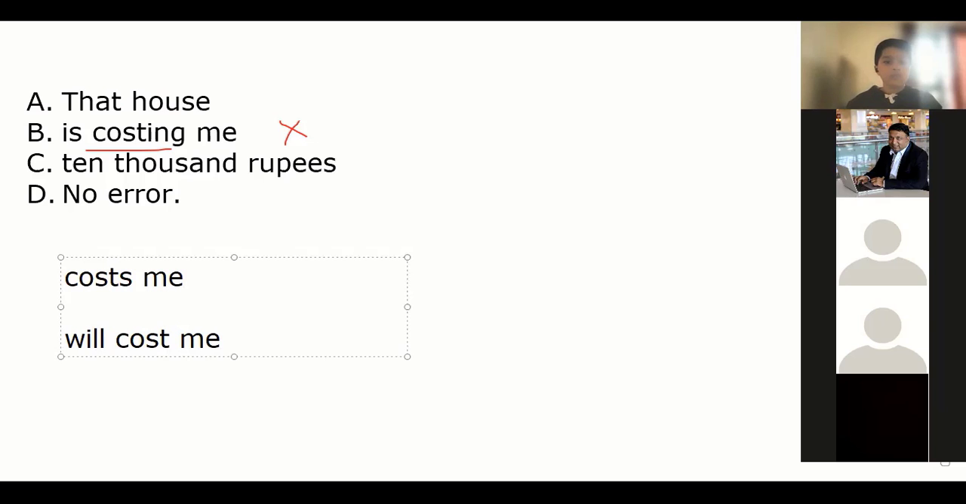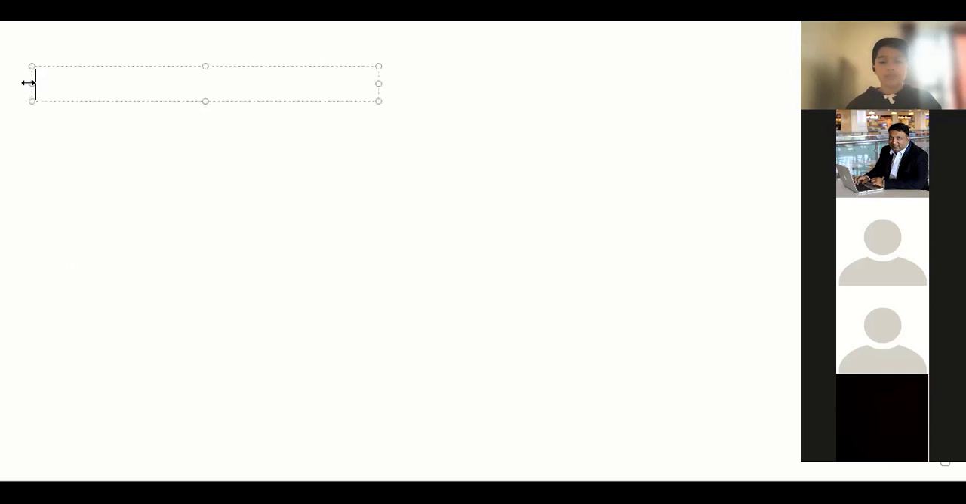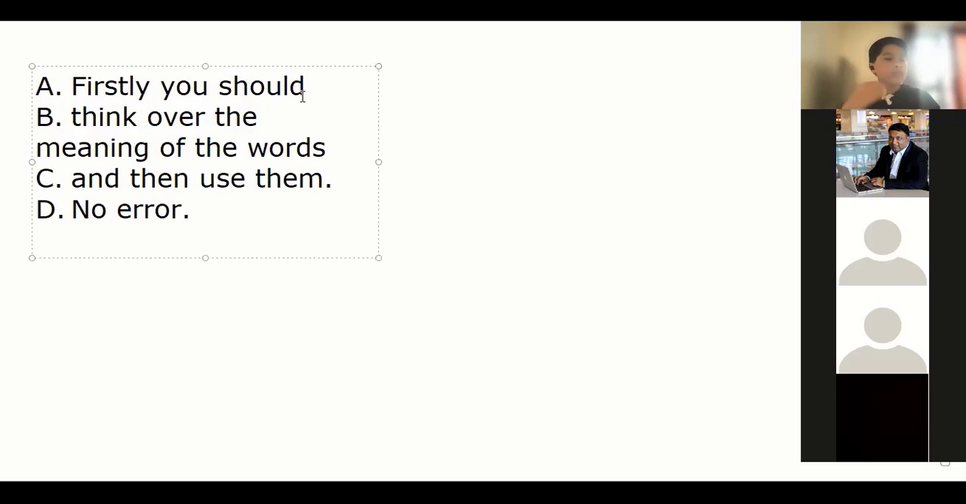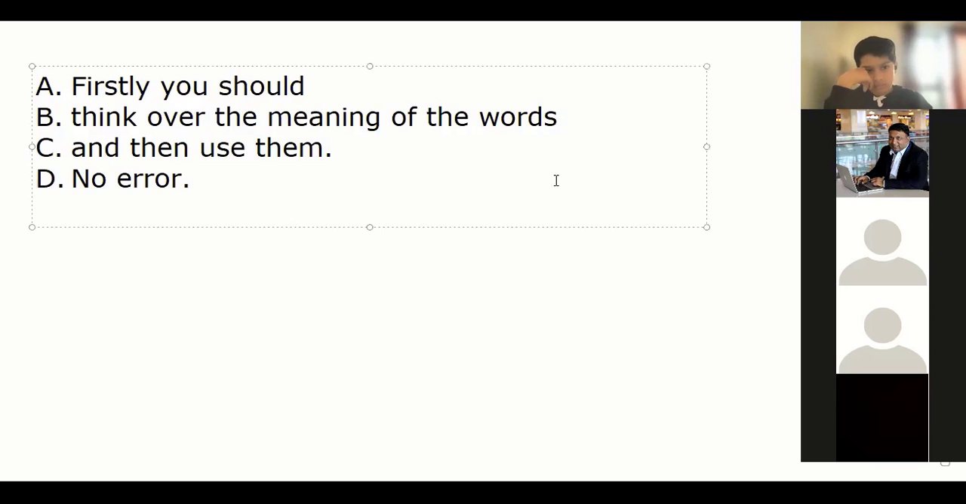Let's try one more. This is a very easy one. I believe everyone should write this. Okay. Very easy. Tell me. Let me make it one. Firstly, you should think over the meaning of the words and then use them. No error. Tell me. Achintya says A. Keep everyone. Abhinav, tell me. Shaurya, Shania, everyone write your answer. Abhinav will explain maybe. First, everybody write the answer. Sanchit, write your answer on chat.